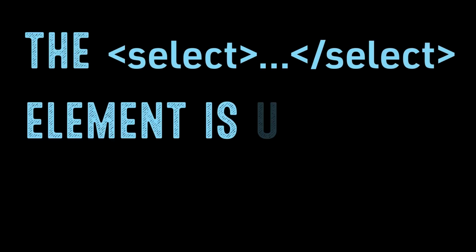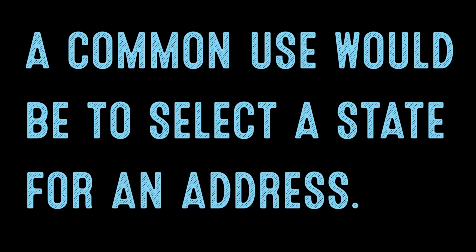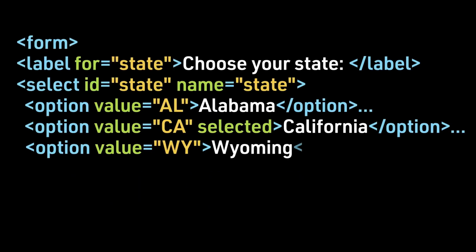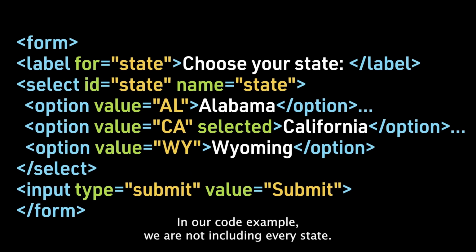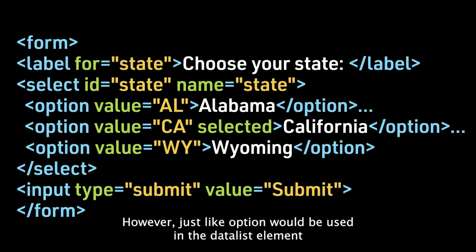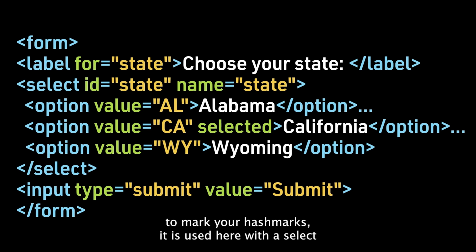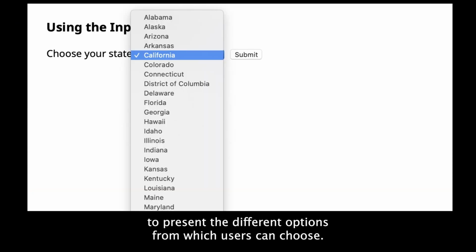The select element is used for a drop-down list. A common use would be to select state for an address. In our code example, we are not including every state. However, just like option would be used in the datalist element to mark your hash marks, it is used here with the select to present the different options from which users can choose.